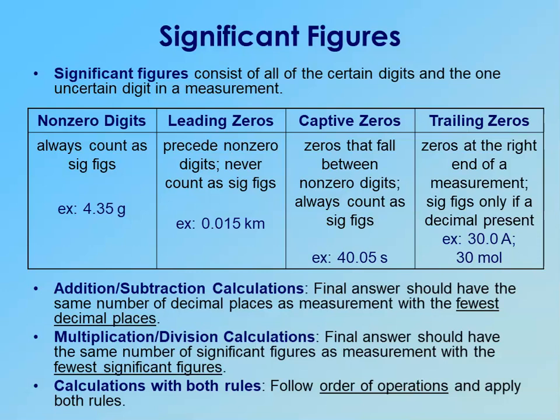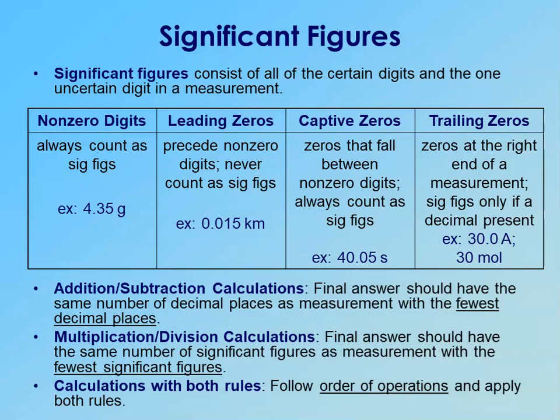Sometimes when you are looking at measurements, you will have captive zeros, zeros that fall in between non-zero digits. Sometimes they can fall together, as in the example there, 40.05 seconds. Sometimes there might be non-zero digits that fall between zeros. Sometimes there might just be a zero. And it doesn't matter whether there's a decimal or not, or where the decimal is at.